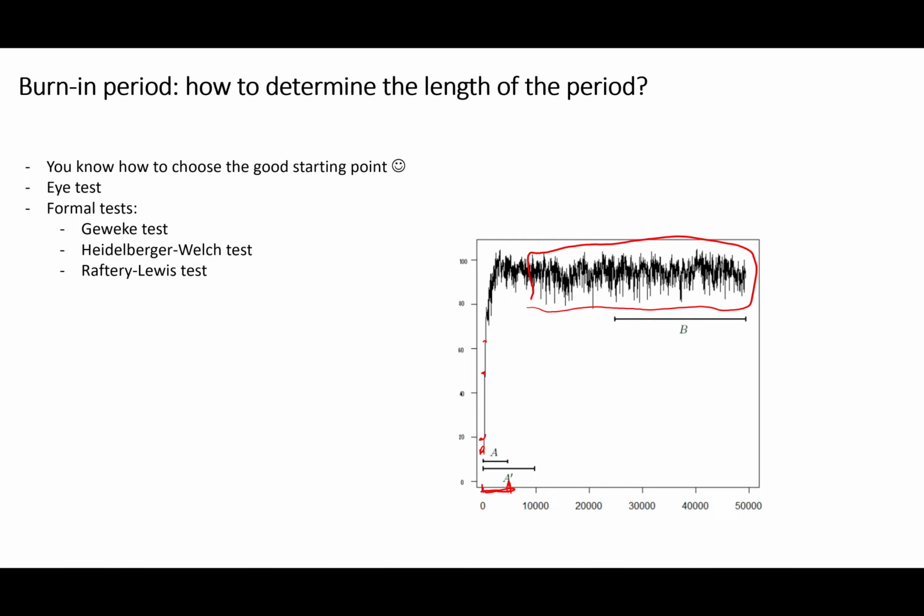Also, you can do this test not by eye, but you can use some formal test methods such as the Geweke test, Heidelberger-Welch test, or Raftery-Lewis test, and basically you can compare the means of some number of samples. So you can take the last 1000 samples and the first 100 samples, and if the mean differs a lot, then it's probably still in the burn-in zone.